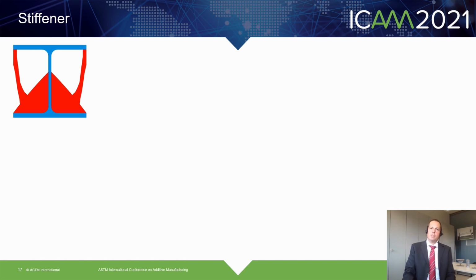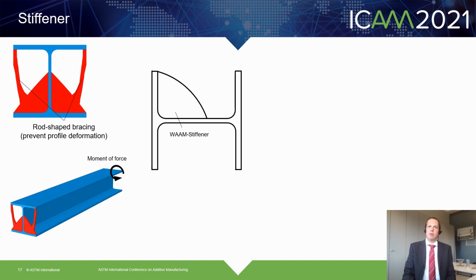Then we have the other application for a stiffener, namely to prevent the profile from deformation in the area of the stiffener. And for this purpose, you can print a rod-shaped bracing into the beam and connect the stiffener and the flange, while the flange otherwise would be free or not connected and the profile could bend.